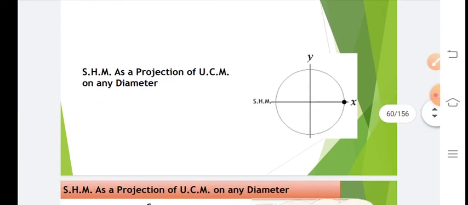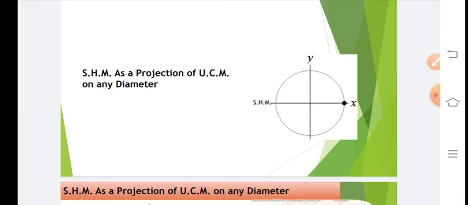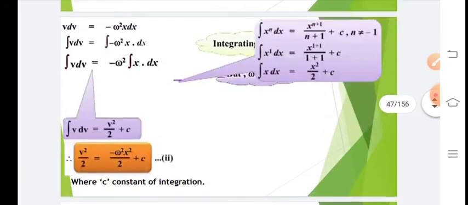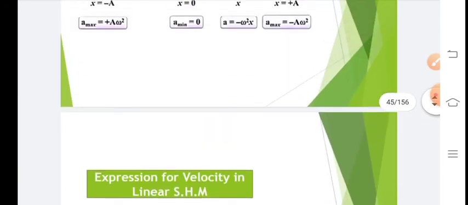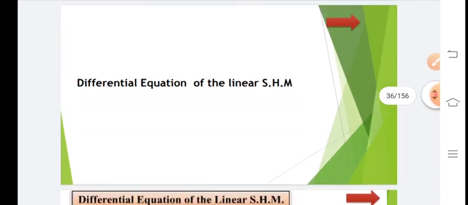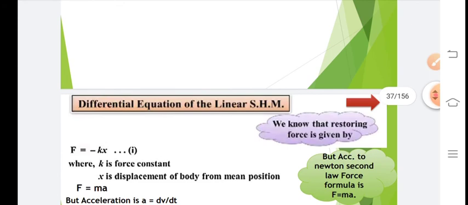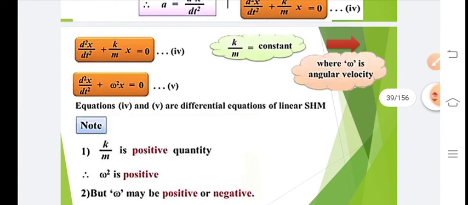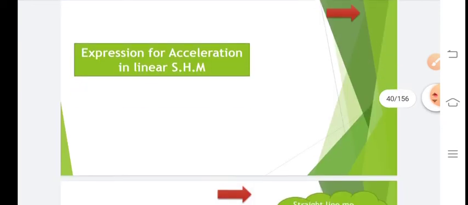The other points will be discussed in our next lecture. Let us summarize the expressions. These are the differential equations of linear simple harmonic motion. First is the differential equation of linear simple harmonic motion: d square x upon dt square plus omega square x is equal to 0.